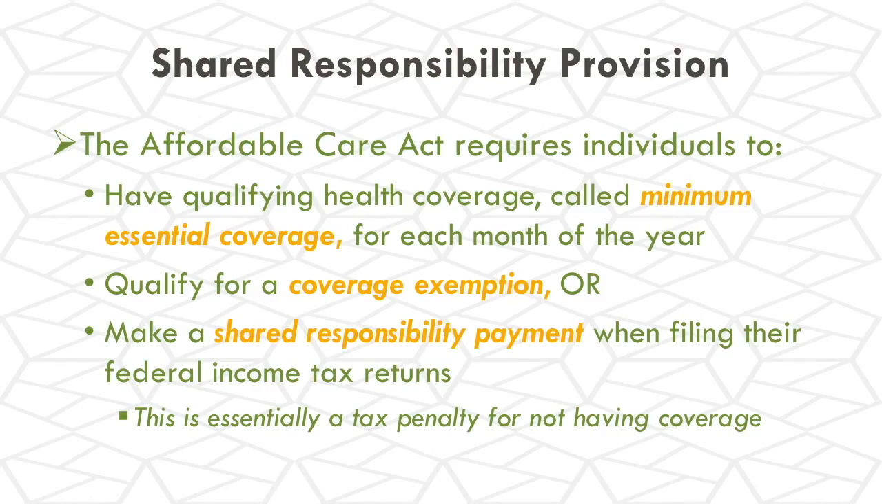Let's talk about the shared responsibility provision of the Affordable Care Act. So under this provision, the Affordable Care Act is going to require individuals to have either qualifying health coverage, which is going to be called minimum essential coverage, is what I'll refer to it as from here on out, for each month of the year, or they must qualify for a health coverage exemption if they do not have minimum essential coverage for each month of the year. Or finally, if they do not qualify for a coverage exemption or do not have minimum essential coverage, they must make a shared responsibility payment when filing their federal income tax returns.